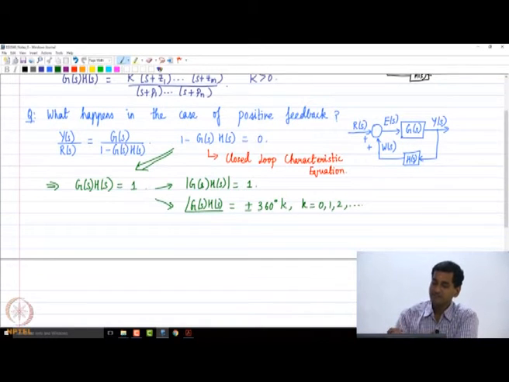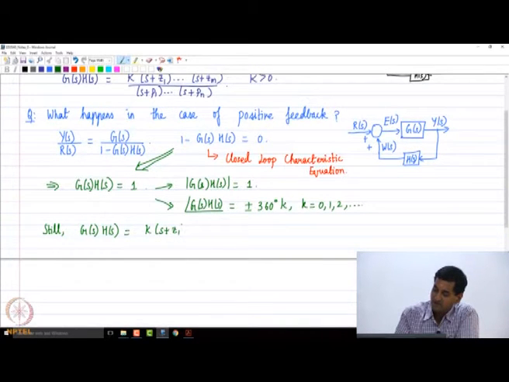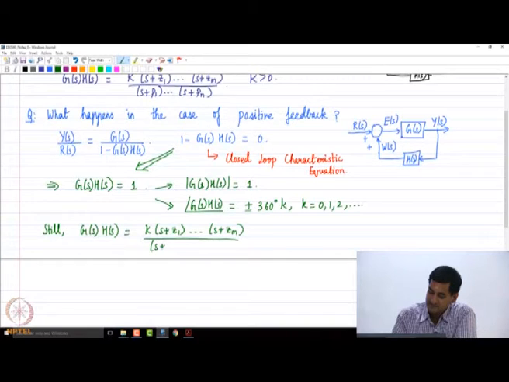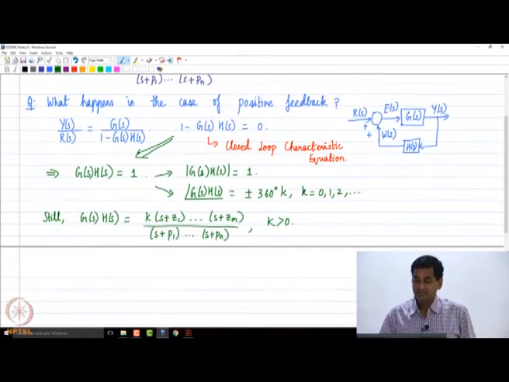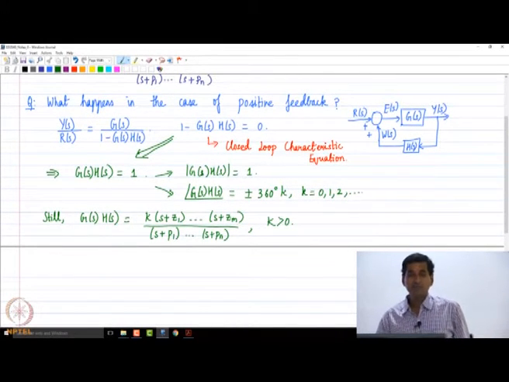Still, we are considering G of s H of s to be of the form k times s plus z1 all the way till s plus zm, divided by s plus p1 all the way till s plus pn, of course k being positive. That is the scenario we are still considering, even in the case of positive feedback.